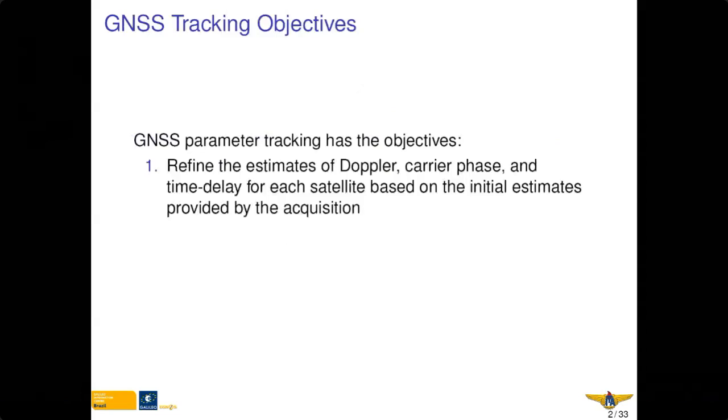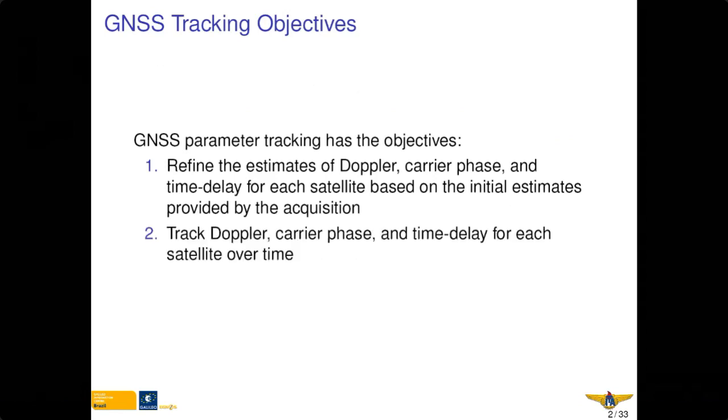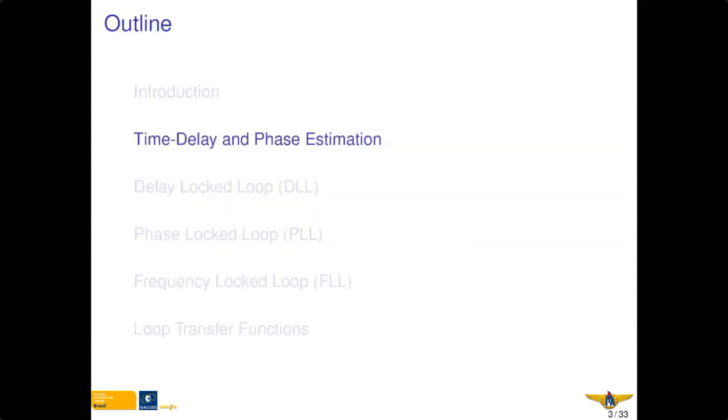So we want to refine the estimates of Doppler, carrier phase and time delay. As I said, we could also derive a phase estimate from the parameter alpha from the acquisition. Besides Doppler and time delay, we want to track Doppler, carrier phase and time delay for each satellite over time. These are the basic objectives.